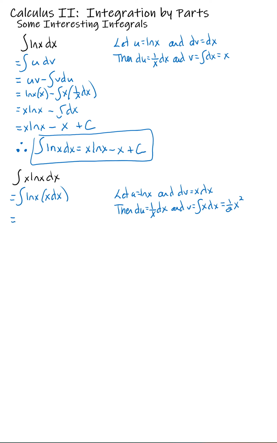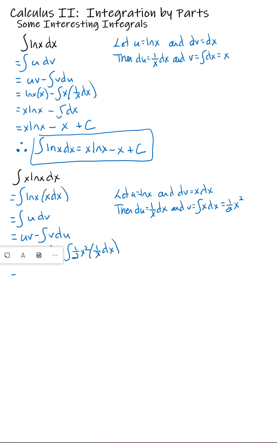All right, so let's take a look. What do we have? This is the integral of u times dv, which we know, again, is u times v minus the integral of v du. So that gives us uv minus the integral of v du. Filling in those variables here, that gives us the natural log of x times 1/2 x squared minus the integral of 1/2 x squared times 1 over x dx.